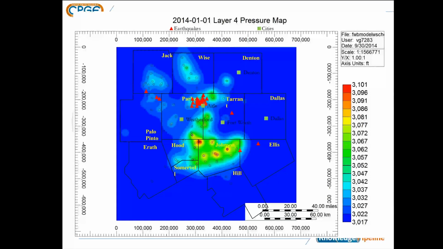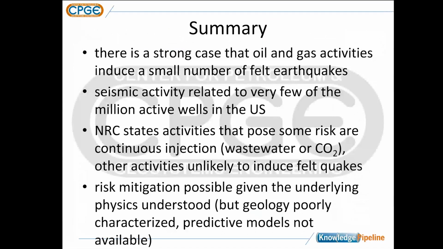So just to summarize then, I think, if you look at all the presentation we went through today, there's a strong case that oil and gas activities can induce or have induced a small number of felt earthquakes. Seismic activity is related to very, very few of the million active wells in the United States. This NRC report states that the activities that pose some risk are typically continuous injection or other activities, are unlikely to induce felt quakes.